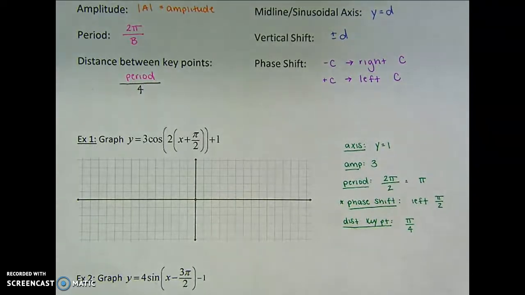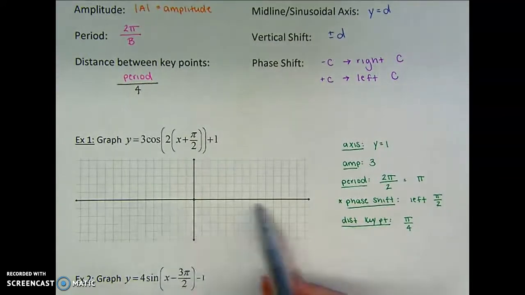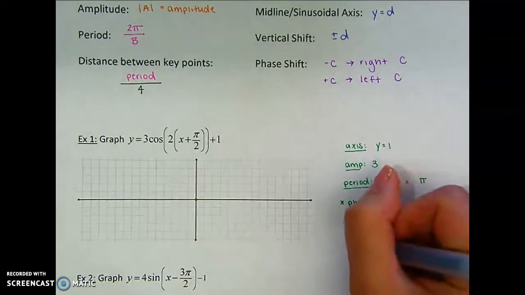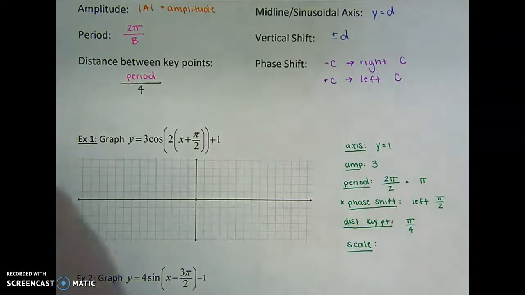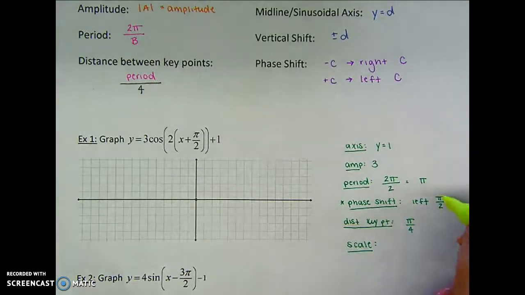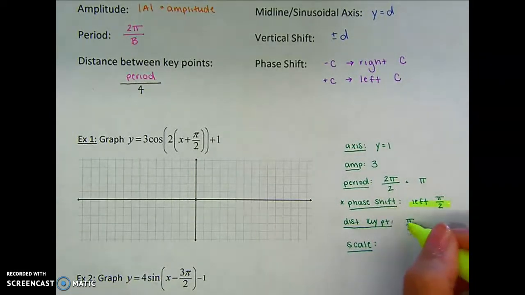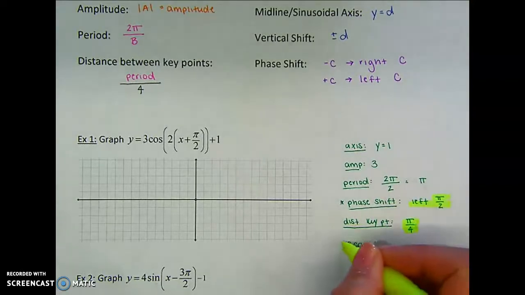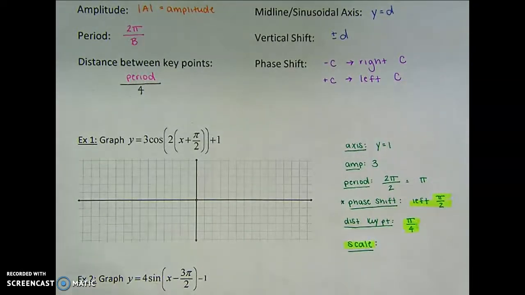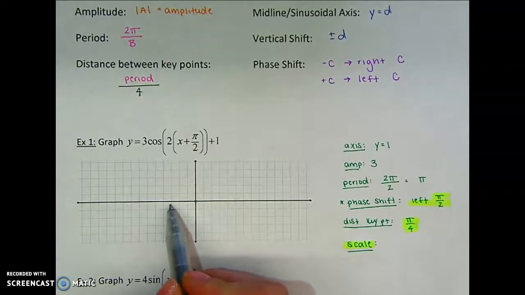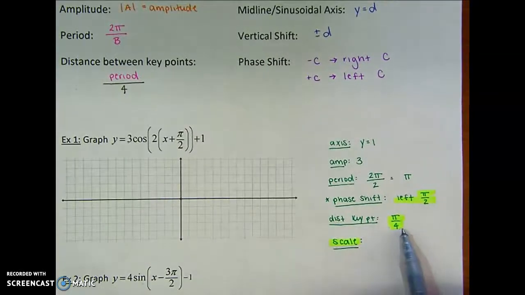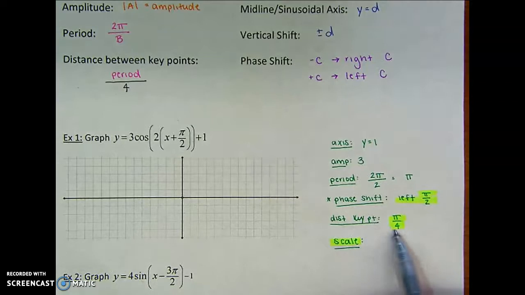Okay, so what we're going to do now is figure out what the heck our scale is going to be, because we don't have a scale on the x-axis. So to get our scale, we look at the phase shift, and we look at the distance between the key points, and that's how we figure out our scale. The reason we need to look at both of these things is because we need to make sure that we can see that we're going left pi over 2, and then we need to make sure we can actually count out the distance of pi over 4. So finding a common denominator between these two is how we're going to find our scale.